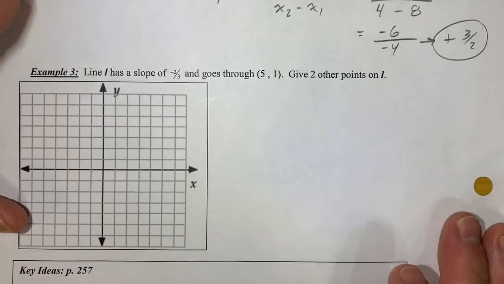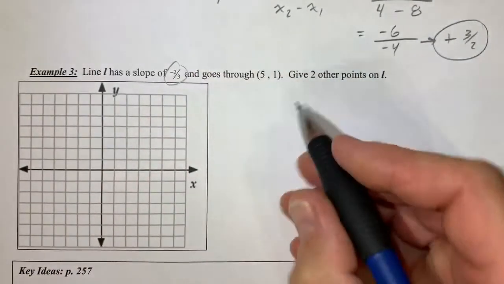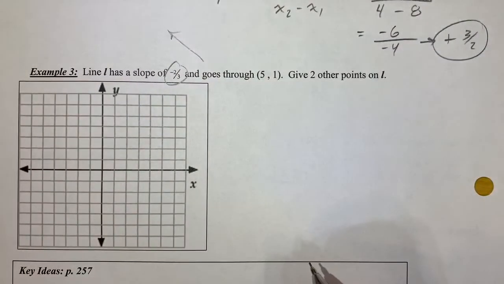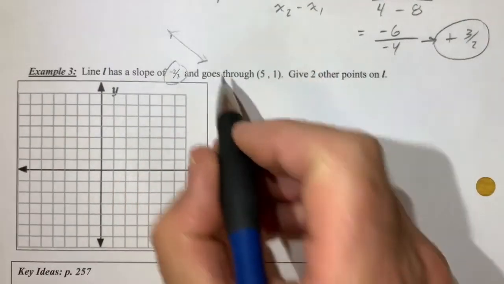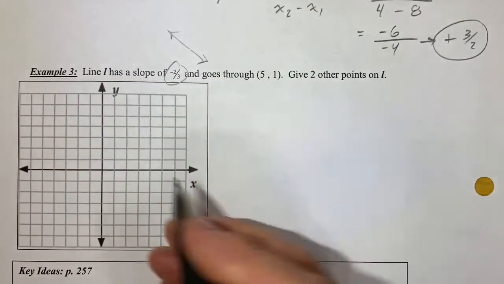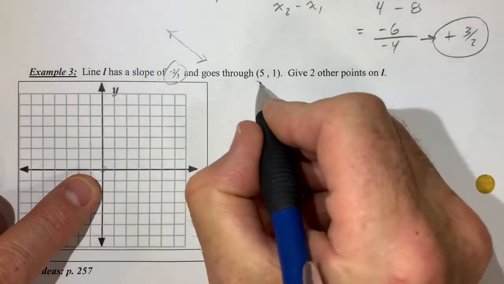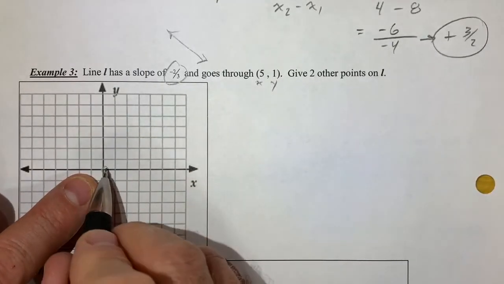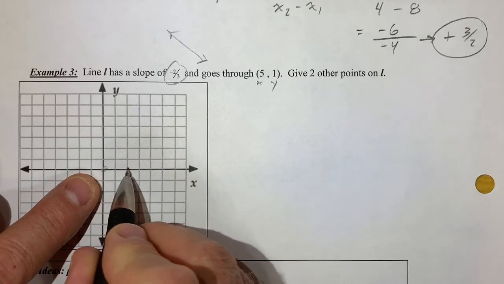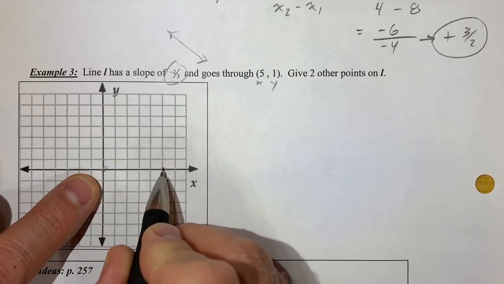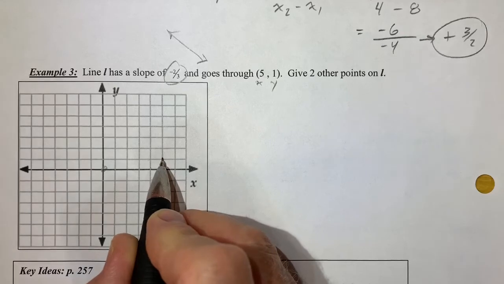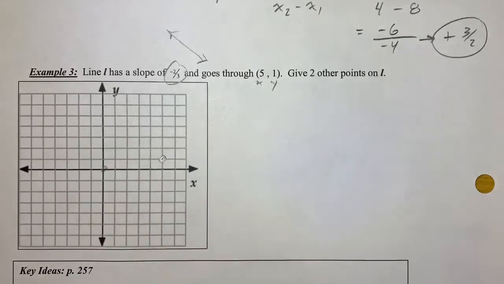It says line L has a slope of negative 2/3, so I know it's going to be going up to the left. And, well, you could also say it goes down to the right. And it goes through the point 5,1. So how do I graph the point 5,1? Left and right first. It always goes x and then my y. So 1, 2, 3, 4, 5, and the y value is 1, right there. So it goes through that point.